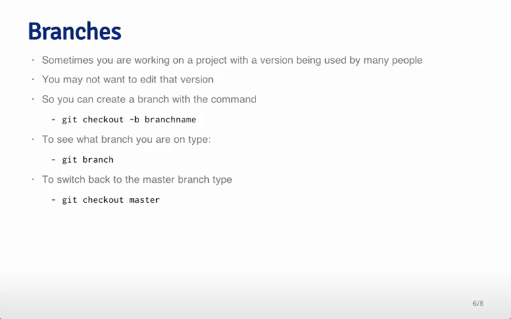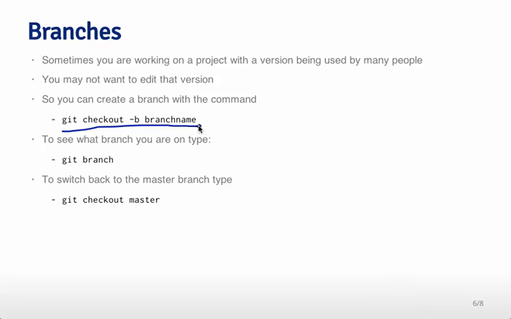Sometimes you might be working on a project, particularly in this class, where there's a version that might be used by many other people, and you might not want to edit the version that's being used by everyone because if you make a lot of changes to it, it might break all the work that they're doing. So one thing that you might do first is create a branch. A branch is just another version of the same directory, but where you can make changes independently.